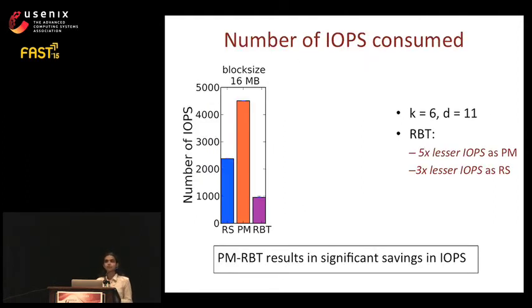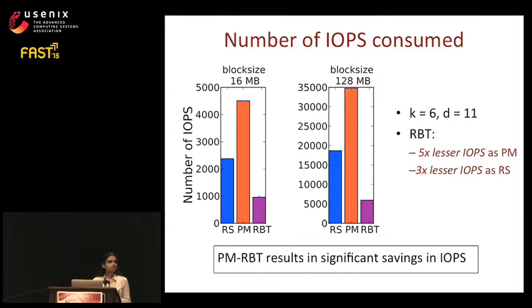Now let us consider the number of IOPS consumed during reconstruction. The plot is for the same parameters as before. First of all, we can see that the PM codes require significantly higher I/O costs than Reed-Solomon. And the transformed codes result in significant savings in IOPS as compared to both Reed-Solomon and PM codes. In fact, they result in 5x lesser IOPS as compared to PM and 3x lesser IOPS as compared to Reed-Solomon. We observe similar savings for other block sizes as well.